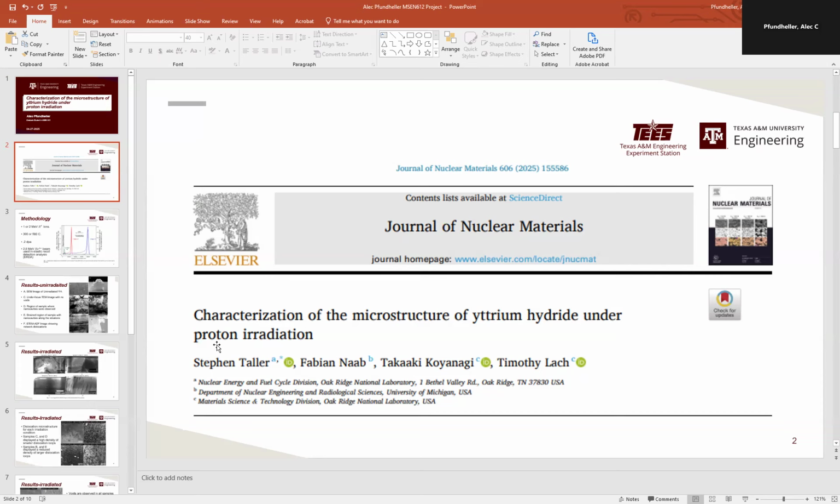The reason I chose this paper is because I did an internship under Stephen Taller last summer at Oak Ridge National Labs, and this is one of his more recent papers, so I thought I could shed some light on some of his recent work.